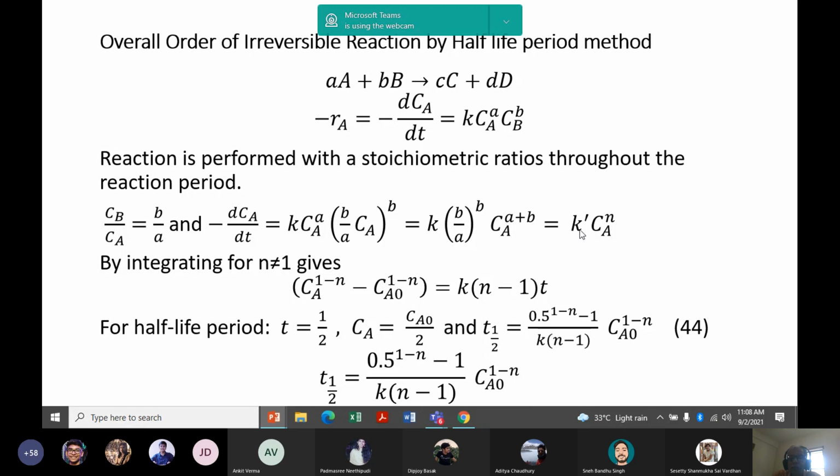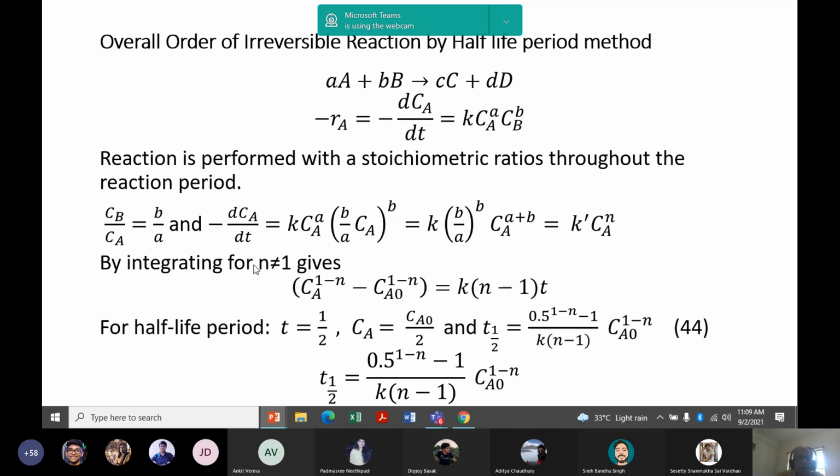Then finally we'll get the equation in this form, where k prime is another constant, k times b by a, the stoichiometric ratio, to the power b, and k prime Ca to the power n. This k prime is called the apparent rate constant, because this is not the actual rate constant. So for any reaction, if we try to fit the experimental data with nth order, we can use the apparent rate constant.